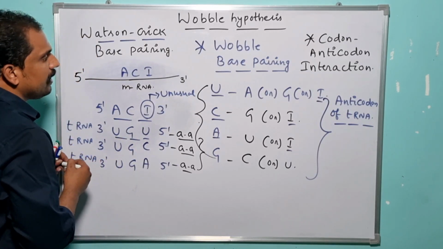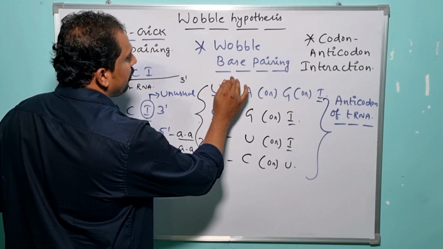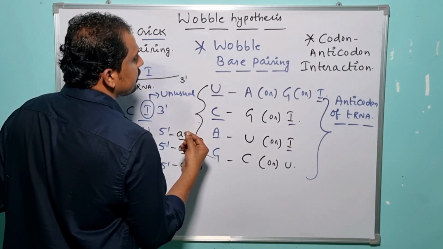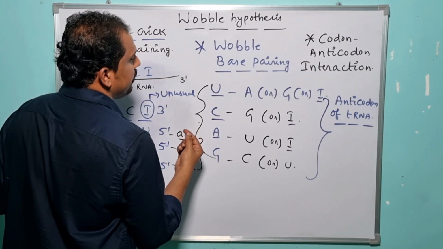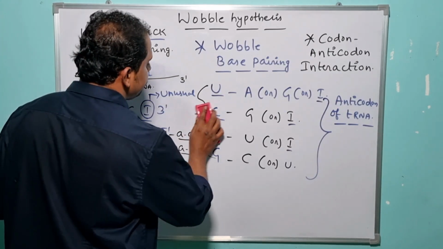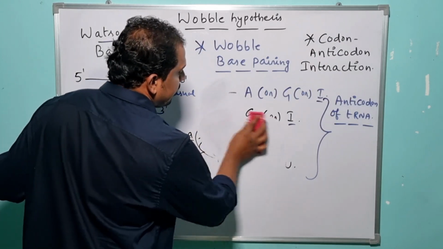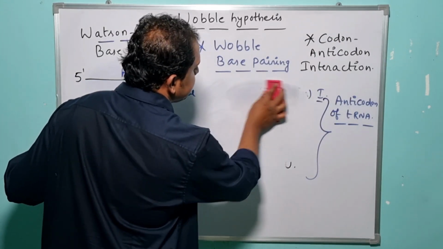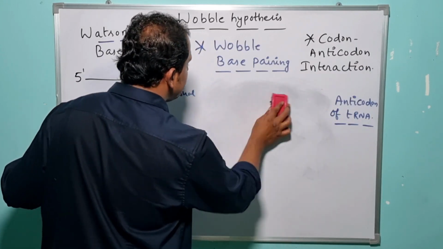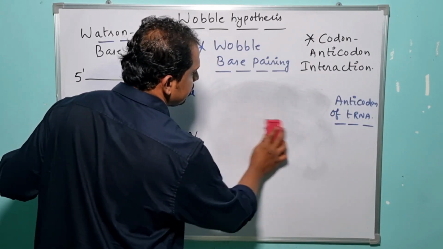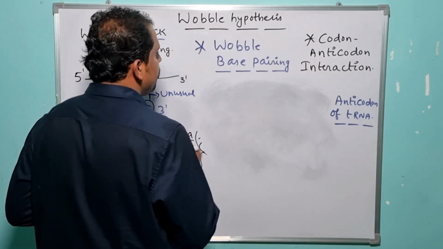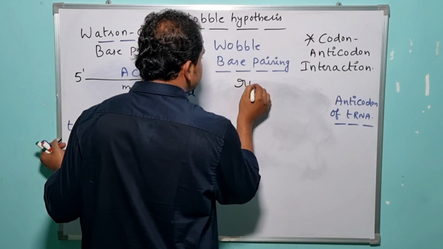So here, according to the wobble base pairing, there are certain rules. So right now we are going to discuss the various wobble base pairing rules, right? According to wobble base pairing, there are certain strategies, right? There are certain rules. So right now we are going to study the various wobble base pairing rules. So what are the various wobble base pairing rules here?